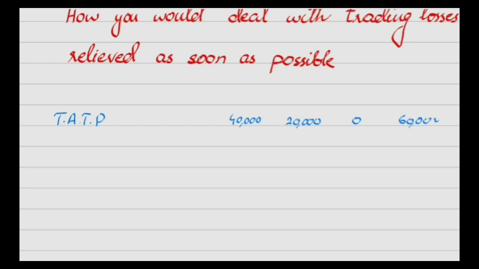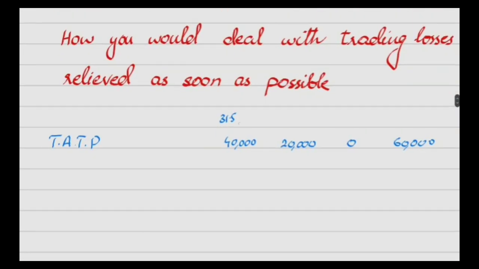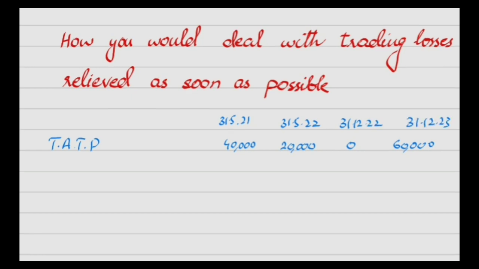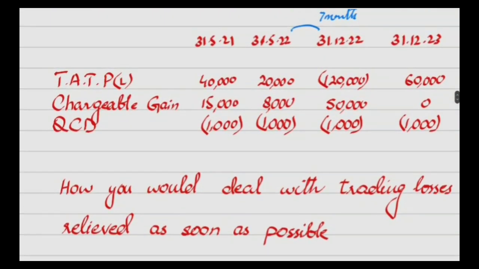So you have to mention the years there. 31st May 21, 22, so this is your tax adjusted trading profit. Now the other income is given as chargeable gain 15,850.